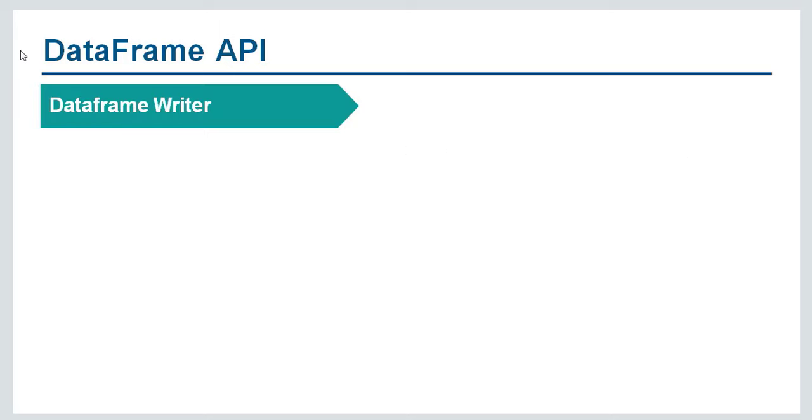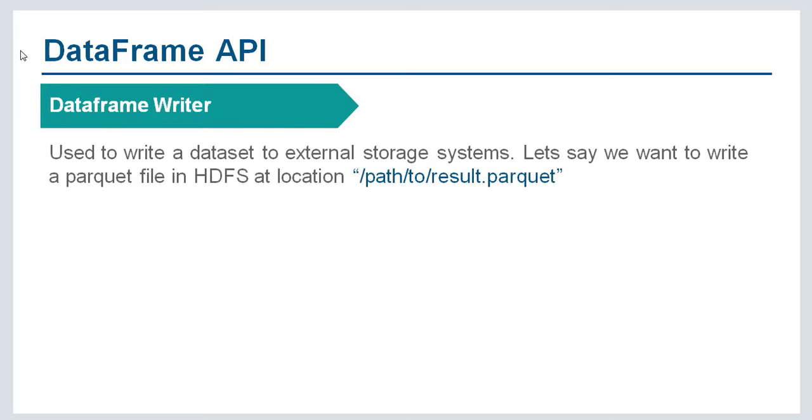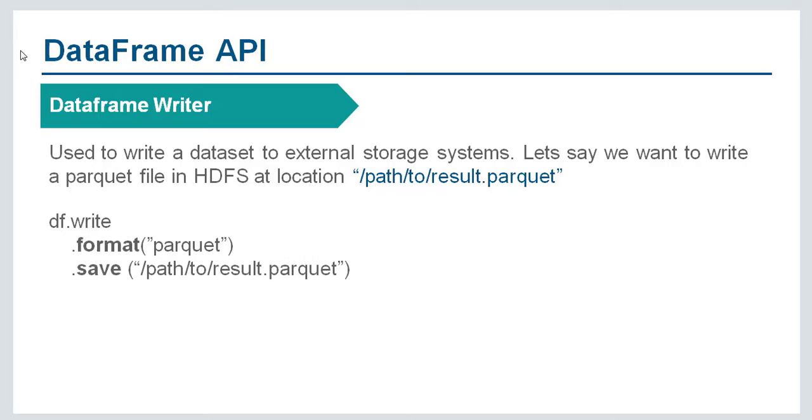Let's talk about DataFrameWriter. DataFrameWriter is used to write a dataset to an external storage system. Let's say we want to write a Parquet file in HDFS at some location. So we will say dataframe.write.format.save. .format is used to specify the format of the file, and .save is used to specify the file path. We can also write the same file using dataframe.write.parquet and providing the file path as a parameter. This is how we can use a DataFrameWriter.